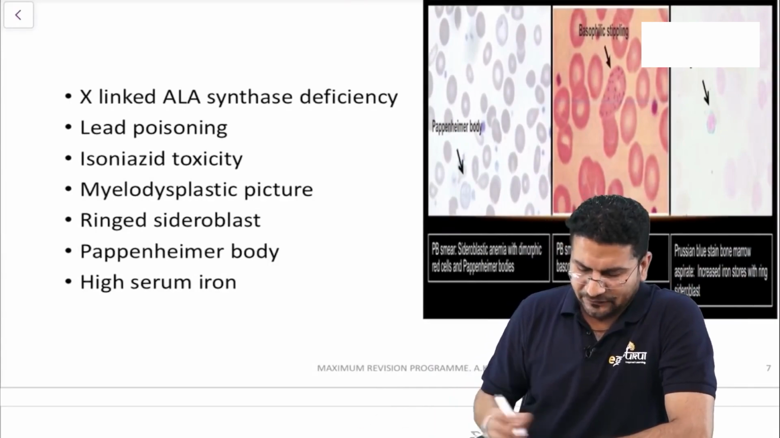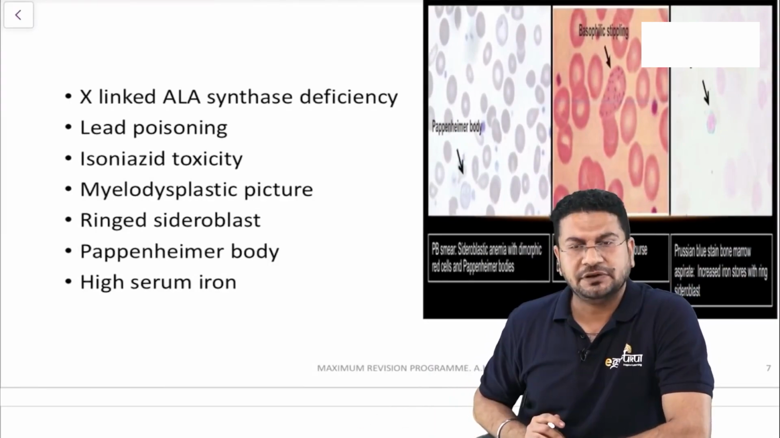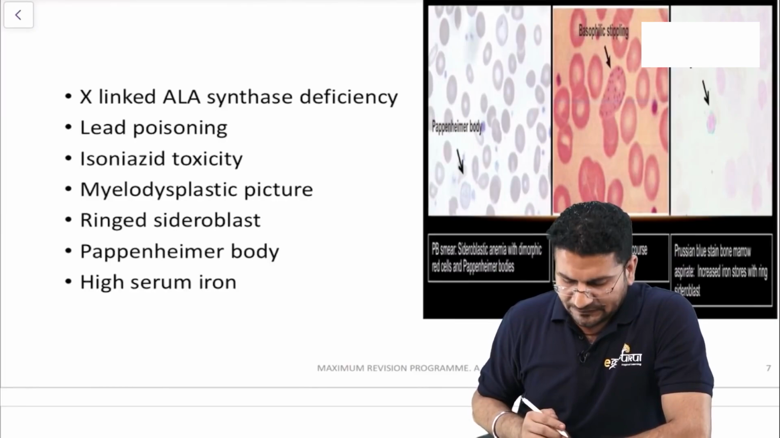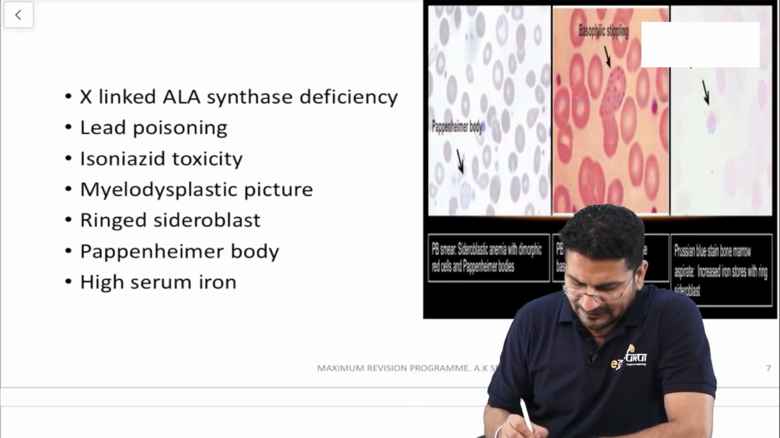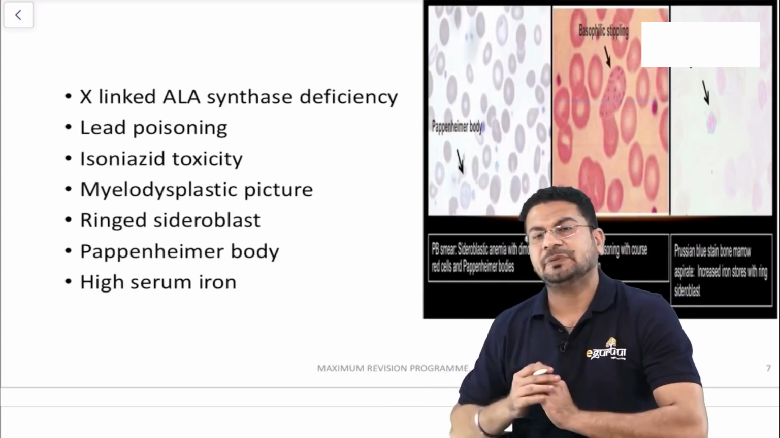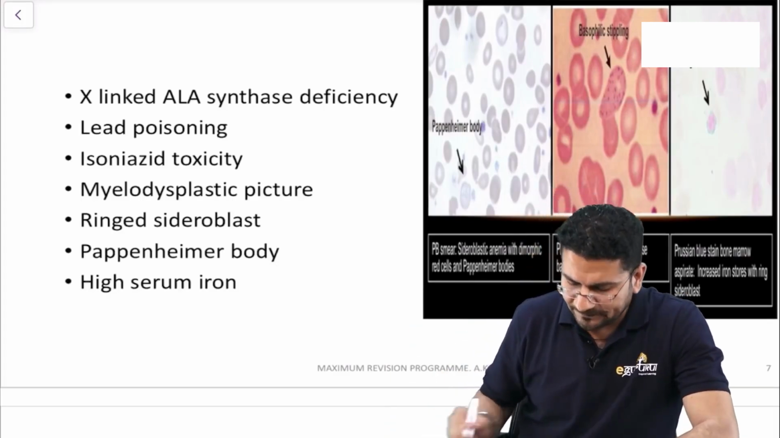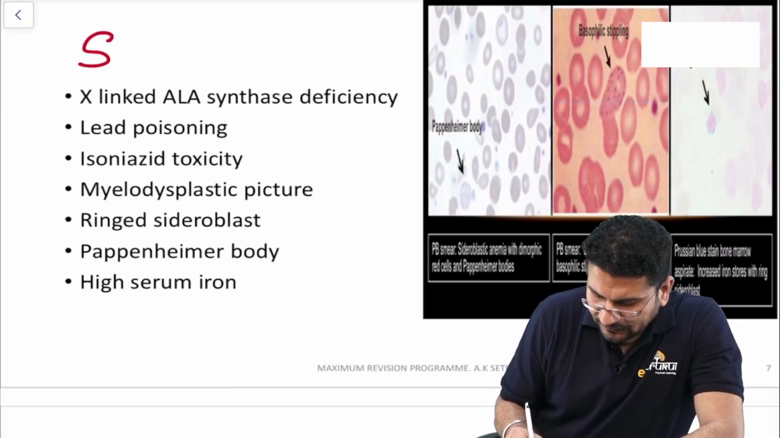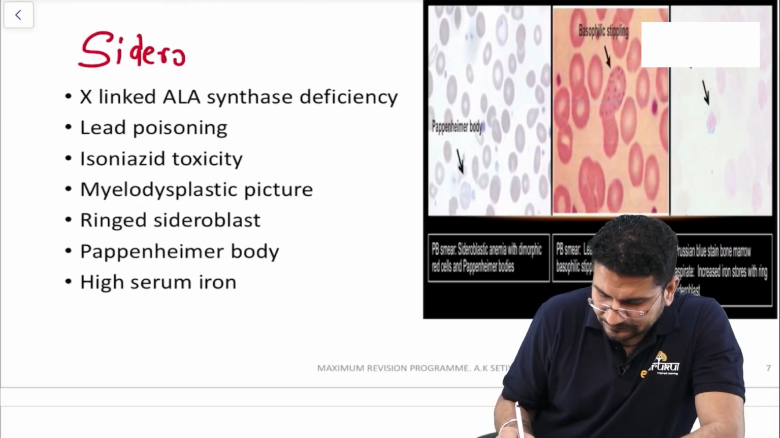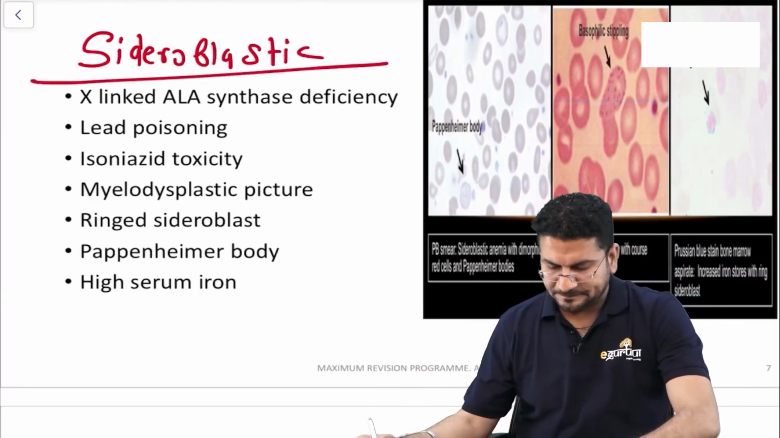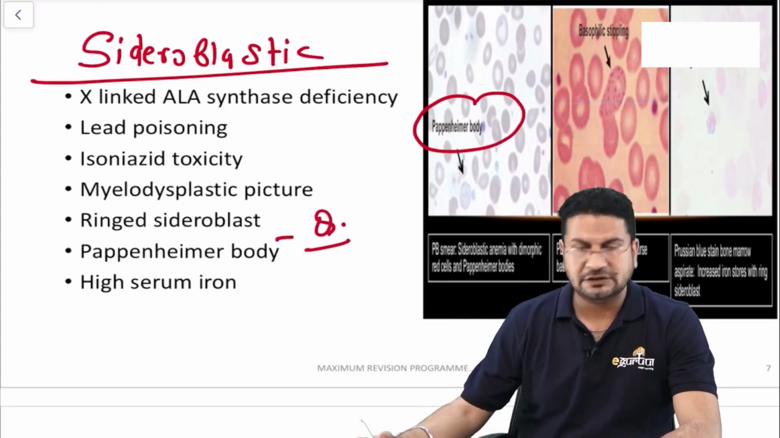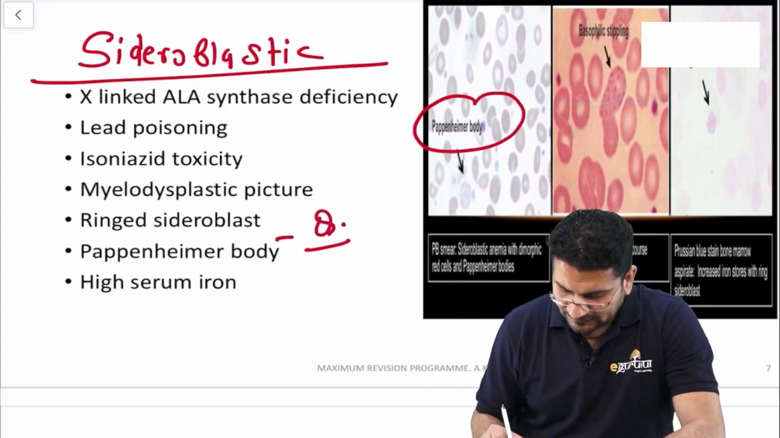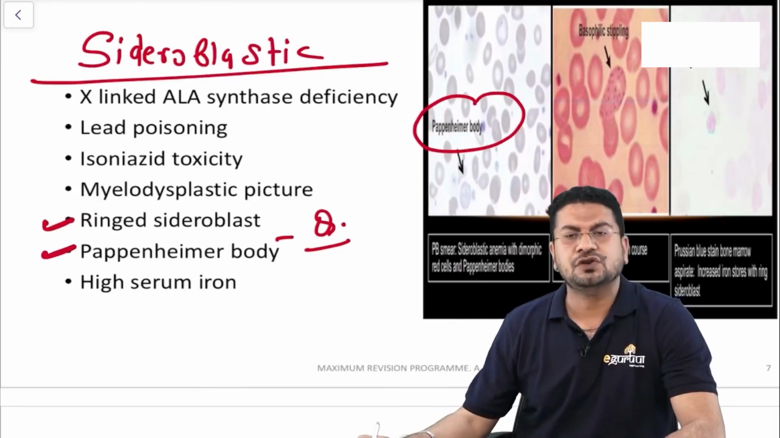X-linked ALA synthase deficiency can be due to lead poisoning or isoniazid toxicity. As part of a myelodysplastic picture, you will see ring sideroblasts, pappenheimer bodies, and high serum iron. Basically, the patient will have an iron overloaded state. These are MCQs suggestive of sideroblastic anemia. In the histopathology you will see pappenheimer bodies, an expected question from my side, and ring sideroblasts. These are two important points about sideroblastic anemia.